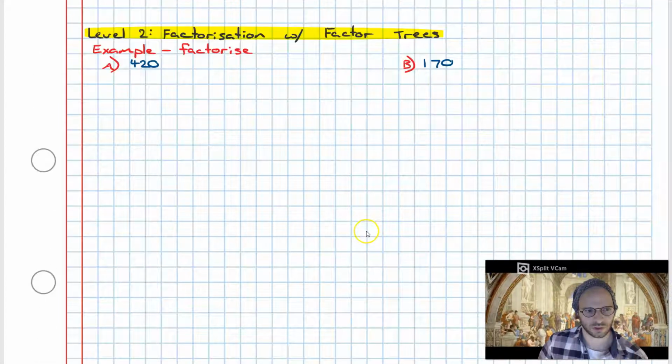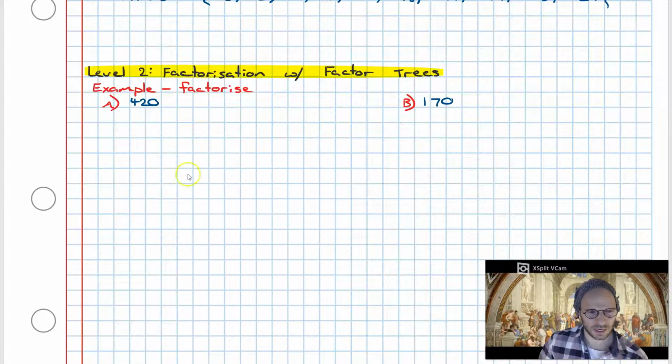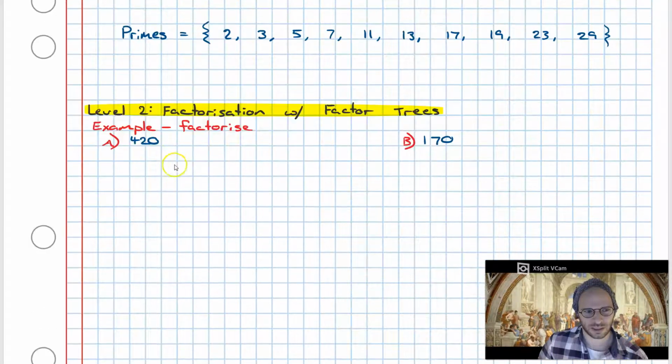Now if we go down to level 2 here, what we've got are two numbers. We've got 420 and 170. These two numbers are the result of multiplying a number of different prime numbers together. The way we're going to factorize these numbers, or break them down into their prime factors, is we're going to use our list of prime numbers here, and iterate through the list starting from the smallest, 2, going upwards until we deduce all of the primes that multiply to give these final numbers.